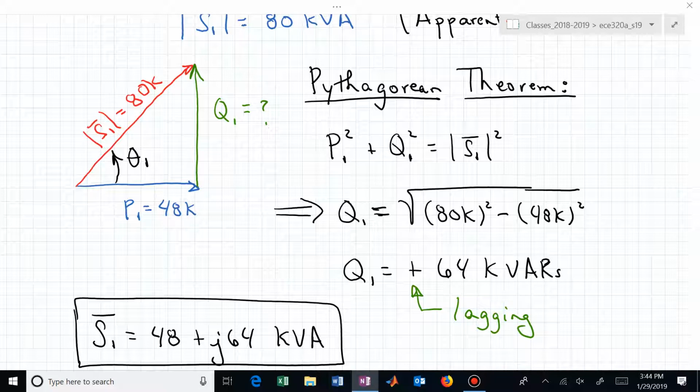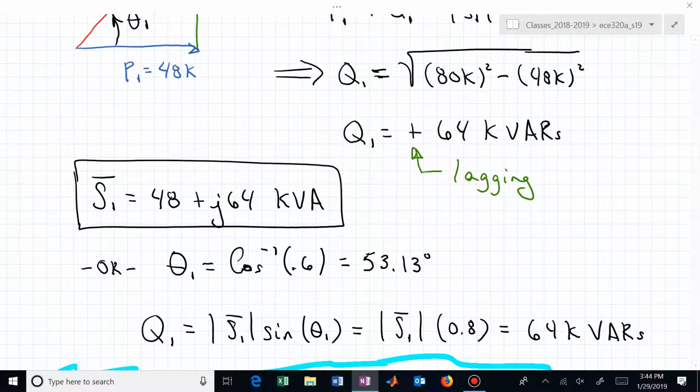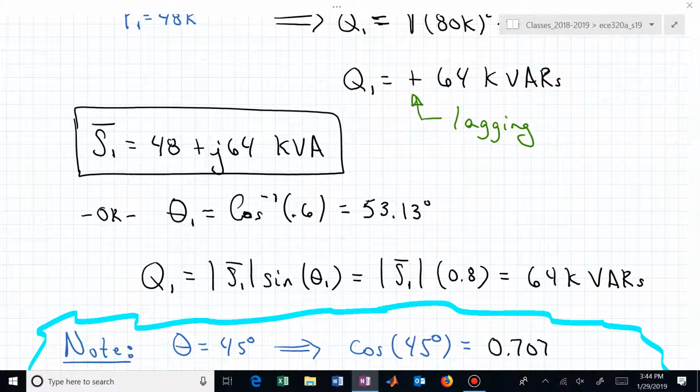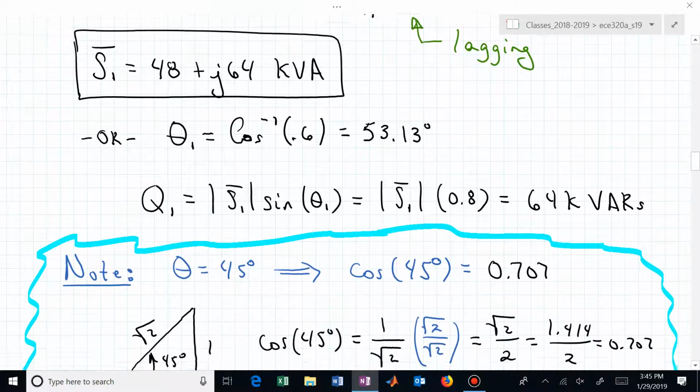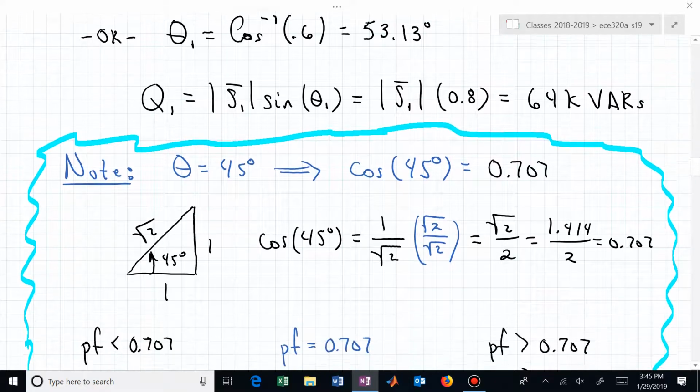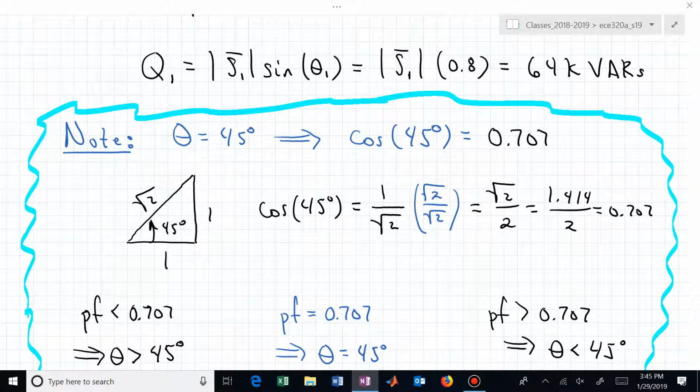So we've calculated it that way, or you could say, you know what, I like to think in terms of angles. So now the inverse cosine of 0.6 is 53 degrees. That seems about right because we knew that 0.7 was 45. 0.6 is going to be a bigger angle. So now we have a theta of load 1 of 53. We can take the apparent power times the sine of that angle to obtain 64 kilovars.